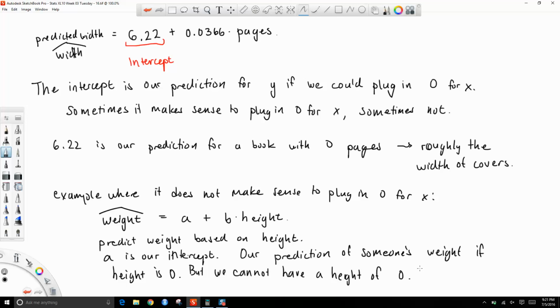Okay. Good? Yes, question? So what does that mean? Does that mean you can't regress that particular set of variables? No, it's just plug in a reasonable value for x, and then you can predict the weight, okay? But that's what we have here.